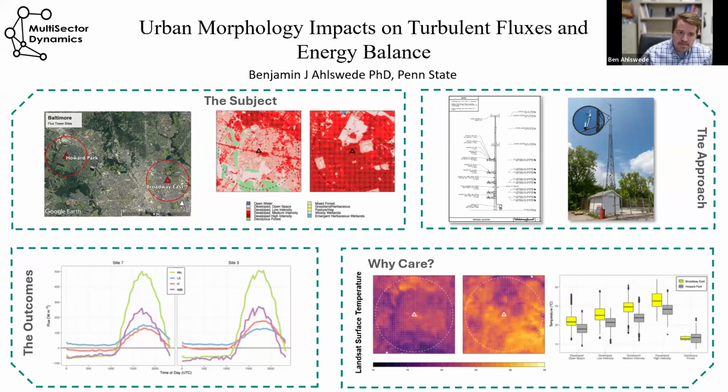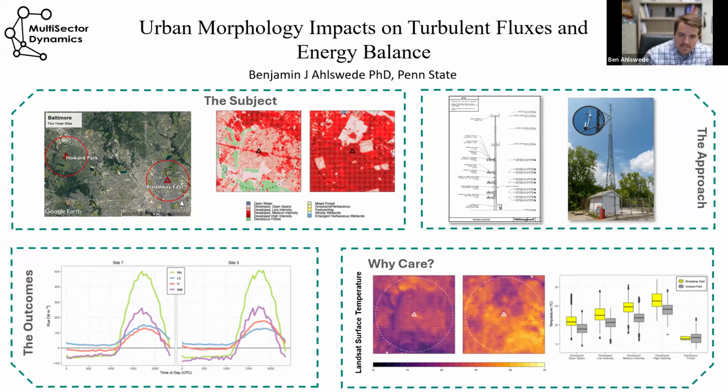The top left of your screen there. This is Baltimore, and I'm kind of zoomed in from a Google Earth image on the whole city, and you can see it's quite variable. That's probably not a surprise to anybody here. The cities are quite variable. They have different land cover types.